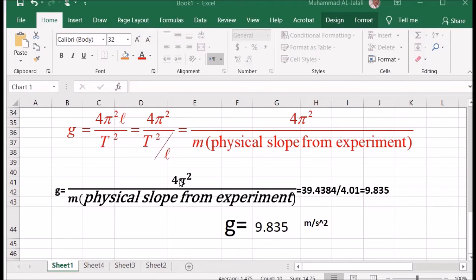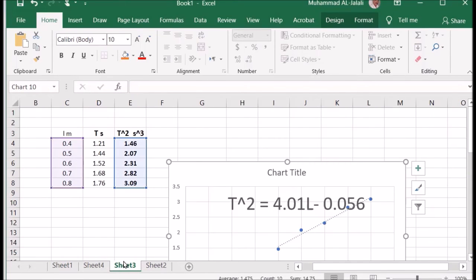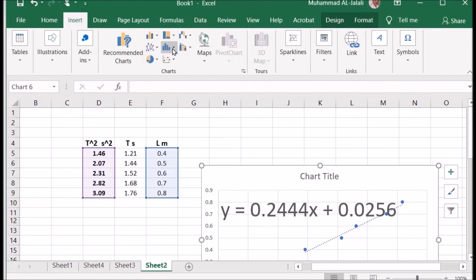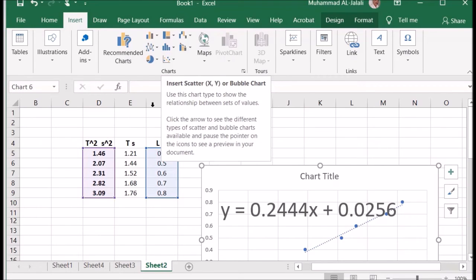Now let us go to another way to graph t square versus L with the same steps. Insert and choose the chart.